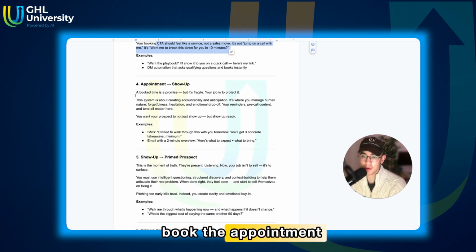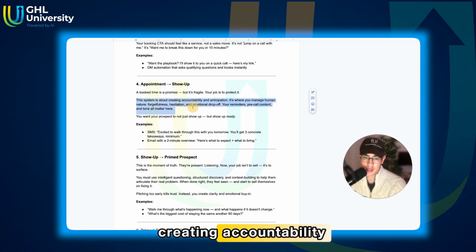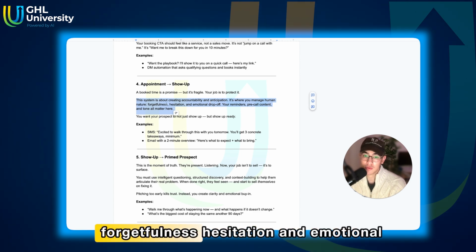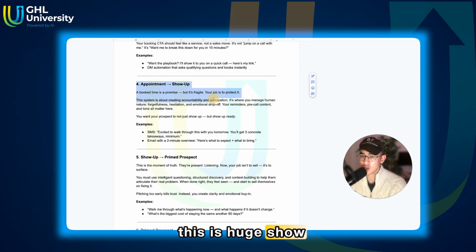And then when you book, the appointment is a promise, but it's fragile. Your job is to protect it. This system is about creating accountability and anticipation. It's where you manage human nature: forgetfulness, hesitation, and emotional drop-off. Your reminders, pre-call content, and tone all matter here. This is huge. Show rate is such a big problem.